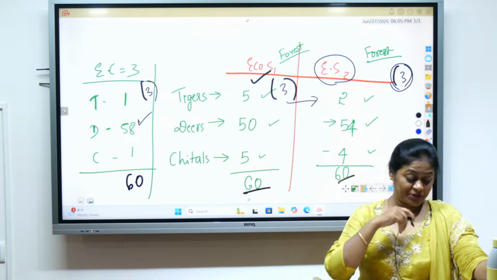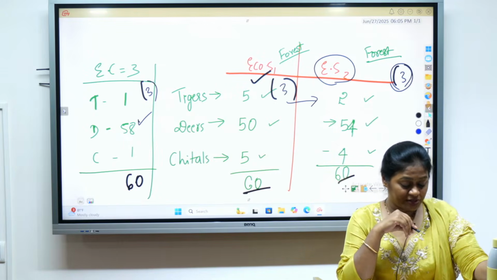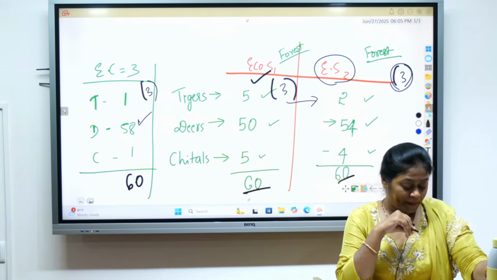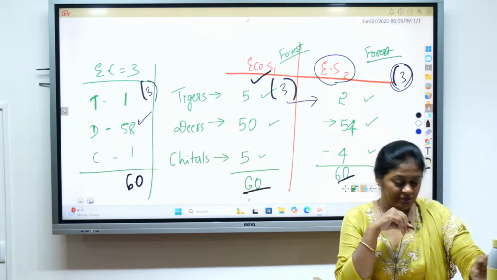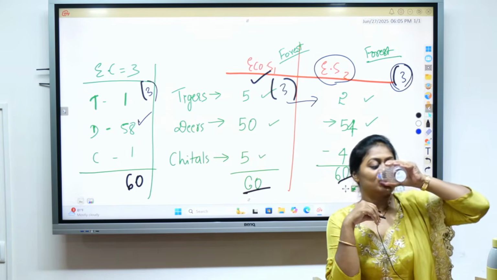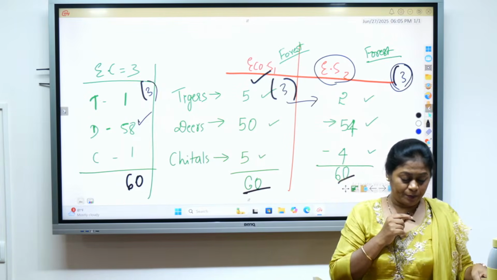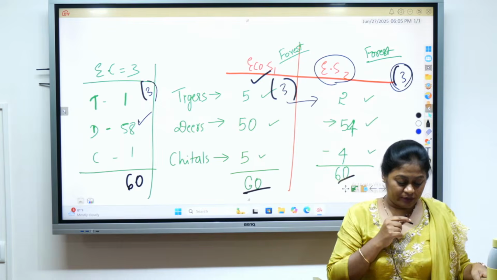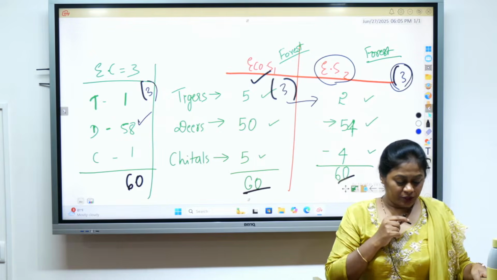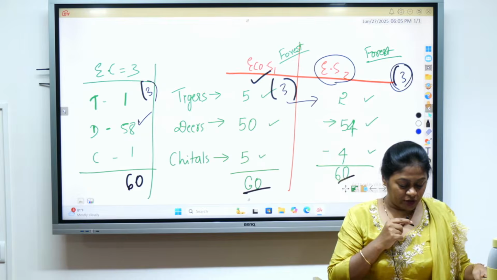Write down. Species richness measures the number of species found in a community. It measures the number of species found in a community.